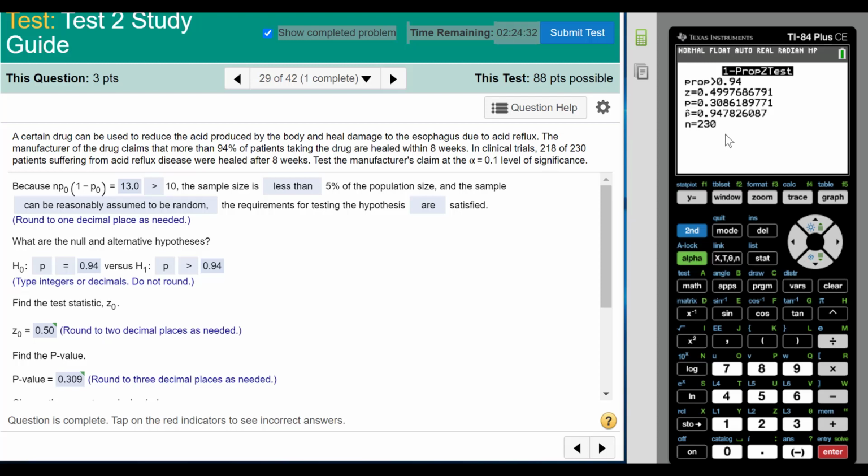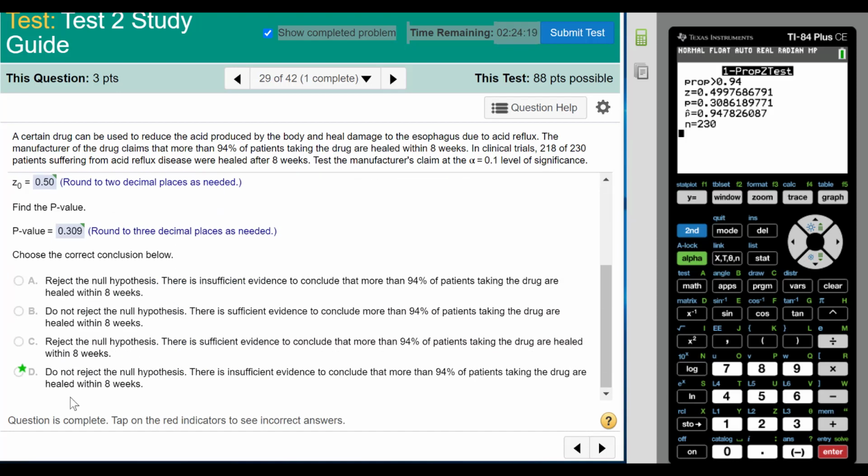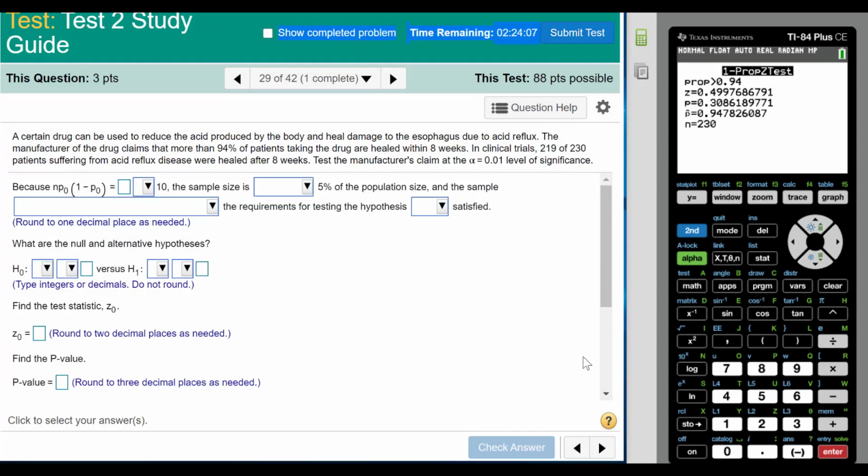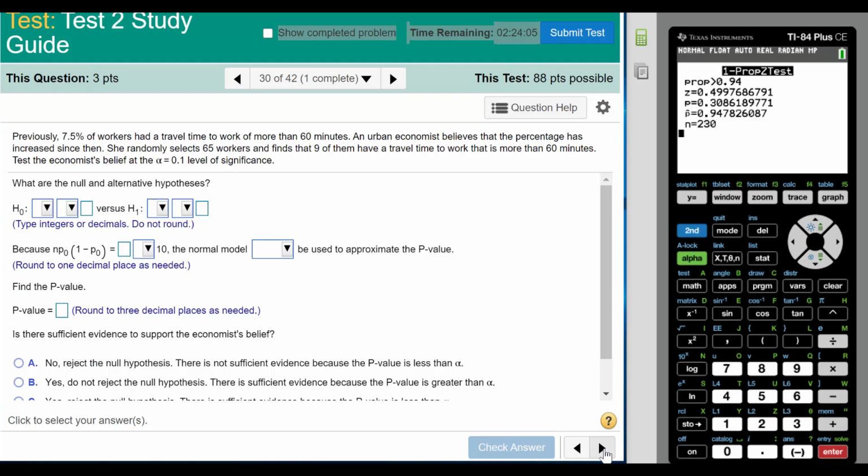So Z is 0.4997. If you round it to 2 decimals, it will be 0.5. P-value, as you can see, is 0.309, which is bigger than alpha. And if it is bigger than alpha, you fail to reject the null hypothesis. And if you fail to reject the null hypothesis, there is not enough evidence to support the claim. Okay? So that's how you do this. Next.